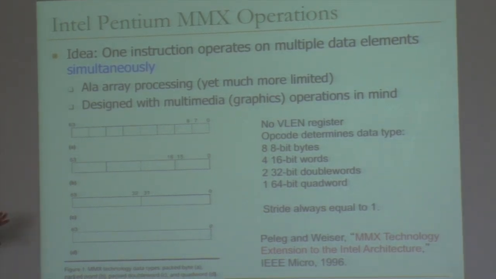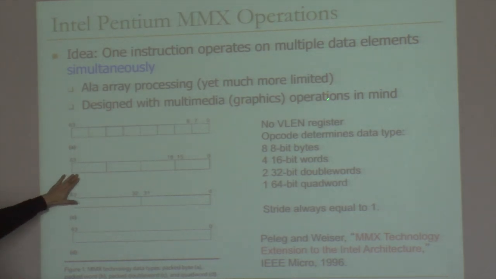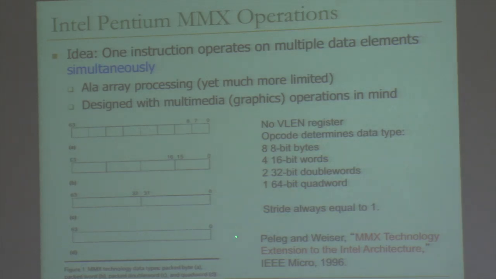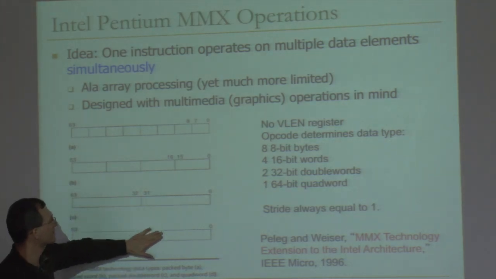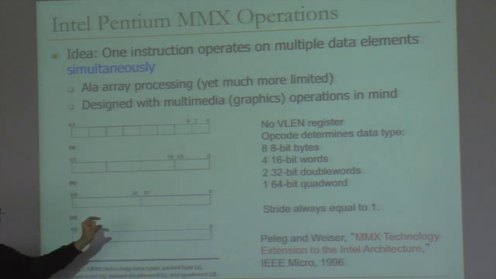Intel Pentium introduced MMX operations to accelerate essentially multimedia processing. The idea is the same as an array processor, actually. Well, not quite, but it's a limited form of array processing. One instruction operates on multiple data elements simultaneously. It's similar to array processing, yet much more limited. It was designed with multimedia graphics operations in mind, such that you can operate on multiple pixels at multiple granularities. You can treat a 64-bit data element in multiple different ways depending on the type of the instruction. There's no vector length register, so it's not programmable.